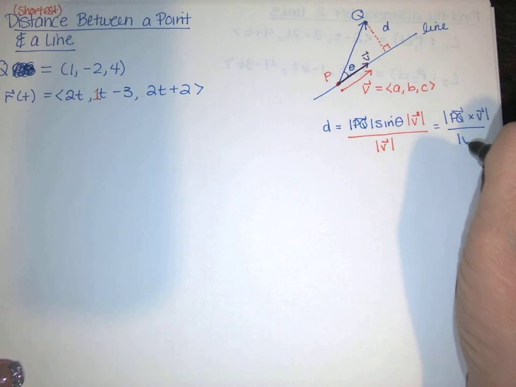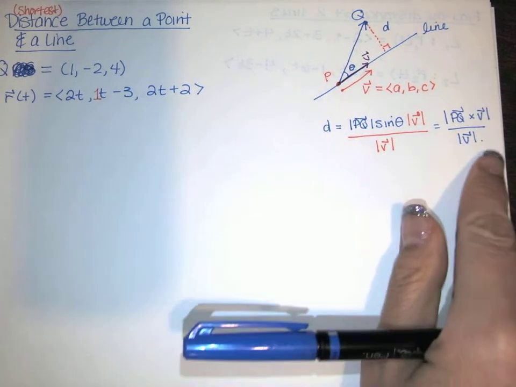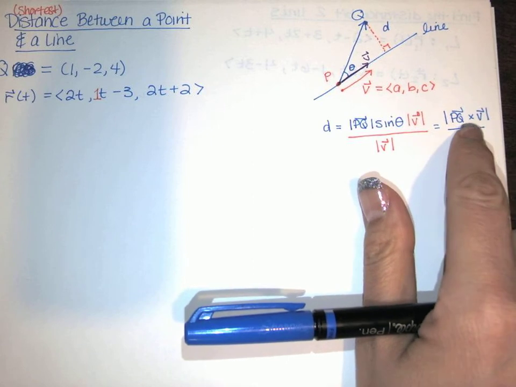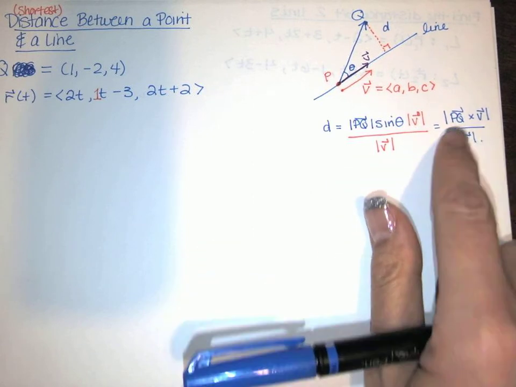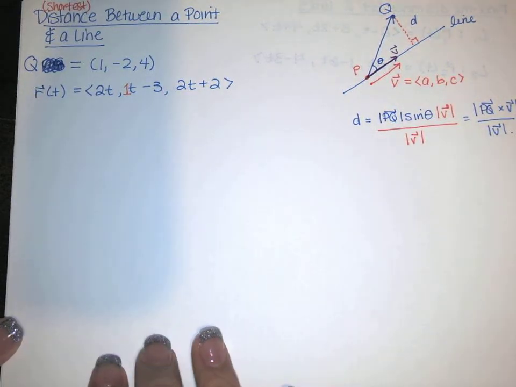divided by the length of v. So that's our formula. We need to find PQ, we need to find V, we need to take its cross product, we need to find its length, and then we need to divide by the length of V. So I'm going to outline those steps for you right here.